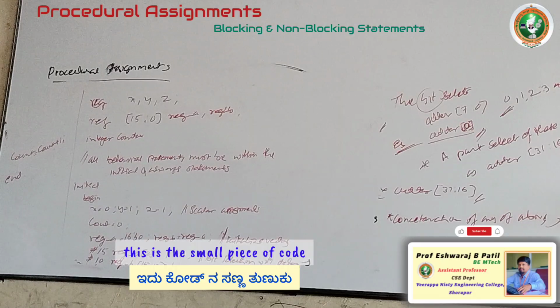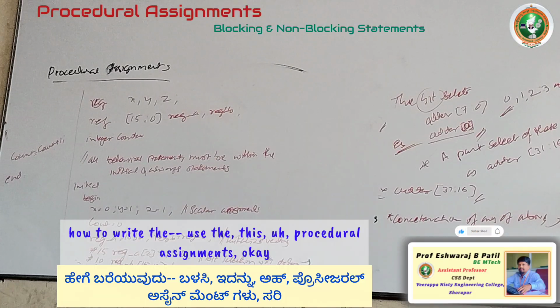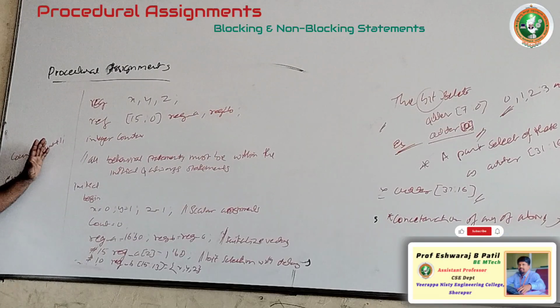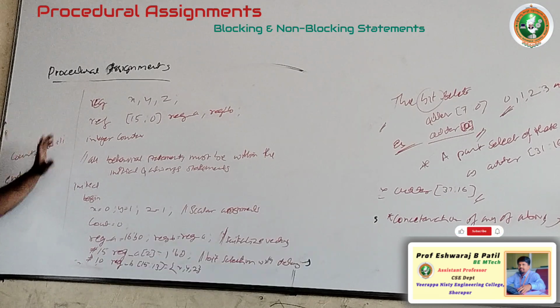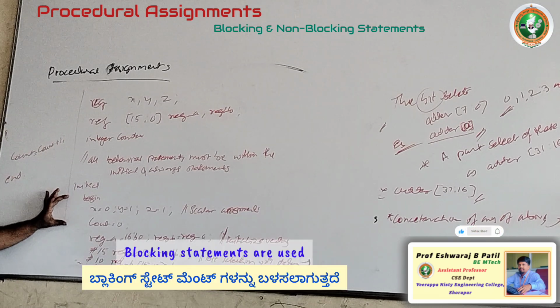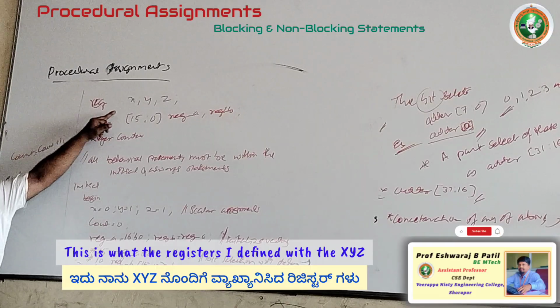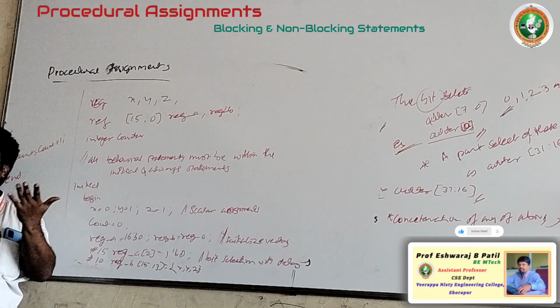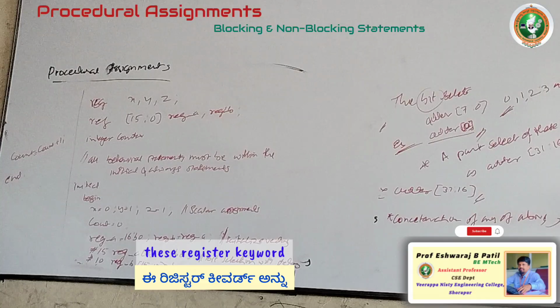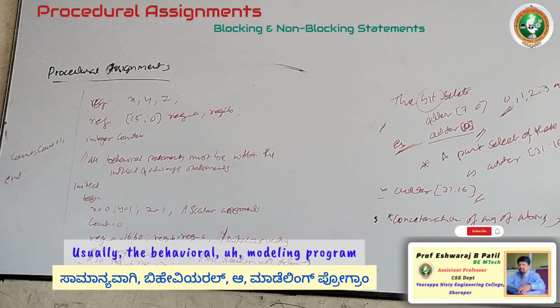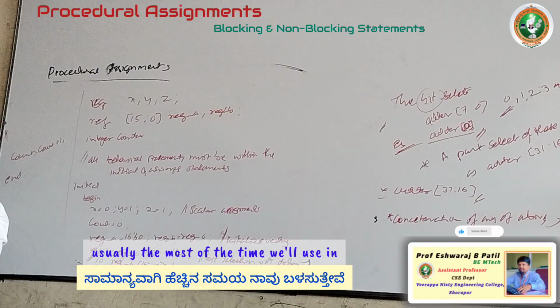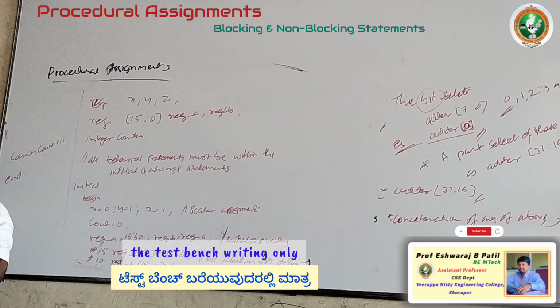This is a small piece of code showing how to use procedural assignments, blocking and non-blocking statements. Here I used blocking statements. These are the registers I defined with x, y, z. I use the reg keyword and wire to write our test bench waveform. Usually the behavioral modeling program is used in test bench writing only.